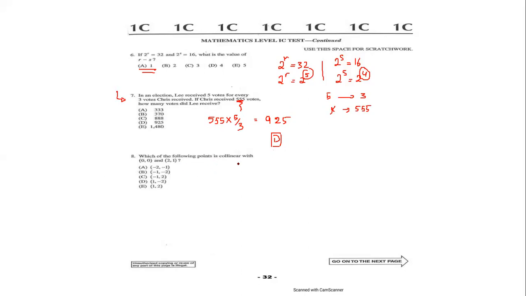Number 8: which of the following points is collinear with (0, 0) and (2, 1) and (-2, 1)? 0, 0 is here, 2 and 1. Collinear means lie on the same line, so it has the same slope. The slope is 1 over 2. So which point here with 0, 0 gives 1 over 2 also? Negative 1 and negative 2. It's here. Yes.